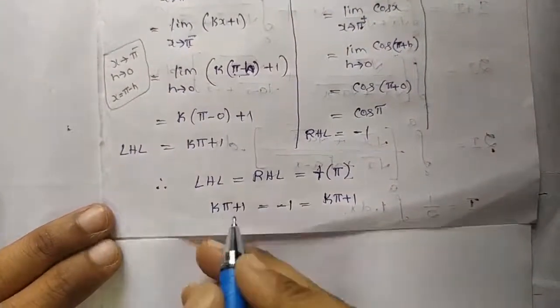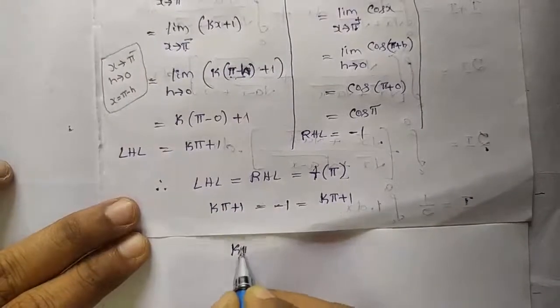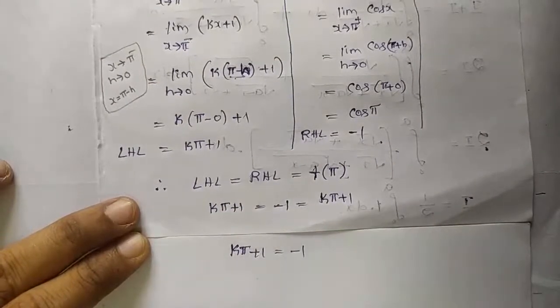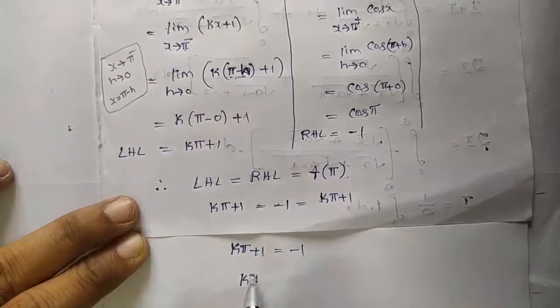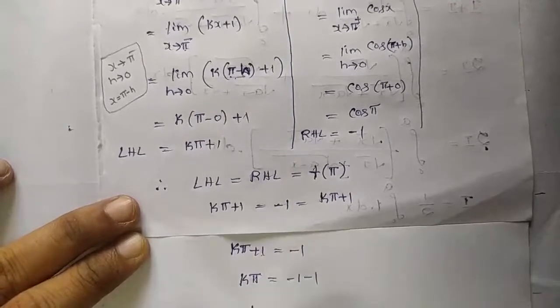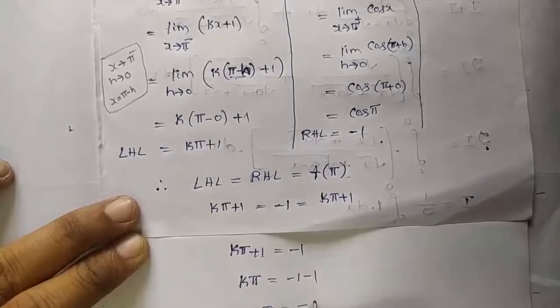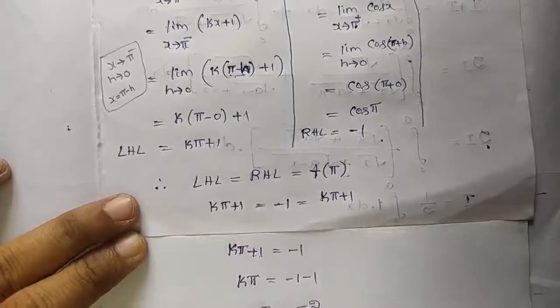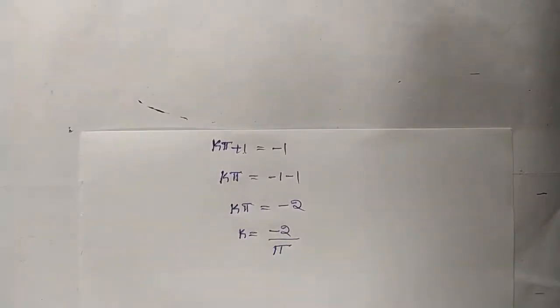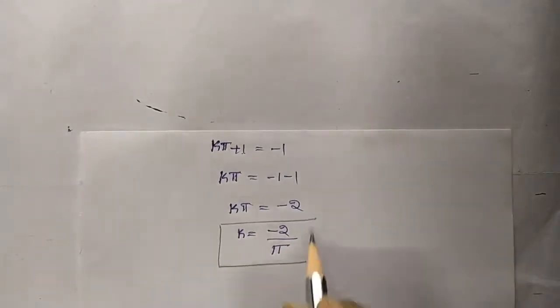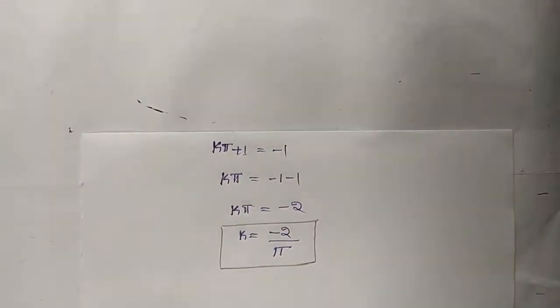So equate any two: k pi plus 1 equals minus 1. Let us find the value of k. Send this plus 1 to the right: k pi equals minus 1 minus 1, k pi equals minus 2. So k equals minus 2 divided by pi. Hence the k value is minus 2 by pi, which is the solution of 49th B. Understand?